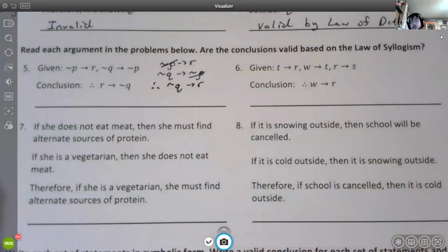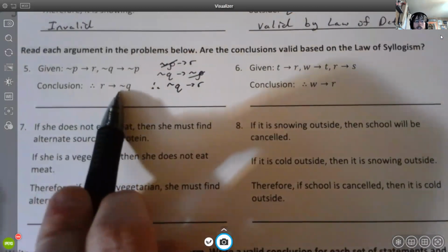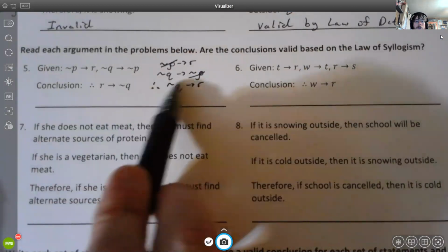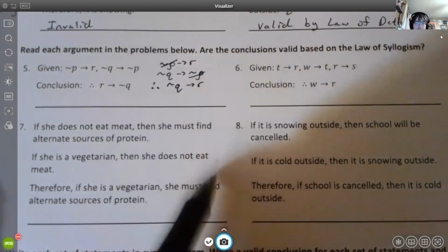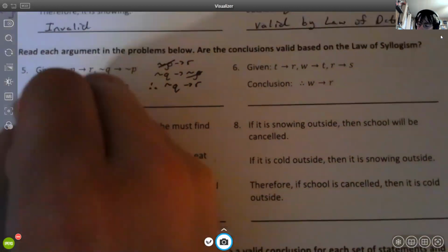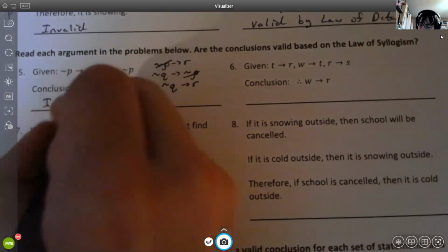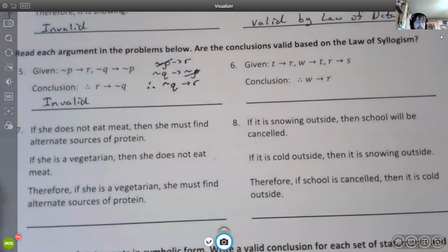But is that what the problem says? Does it say, therefore, not Q implies R, or does it say something different? Well, it says, therefore, R implies not Q, which is the converse of this, which is not the same. So this would be invalid because this conclusion doesn't match up with what it should be. If this had said, therefore, not Q implies R, we could say it's valid and move on.